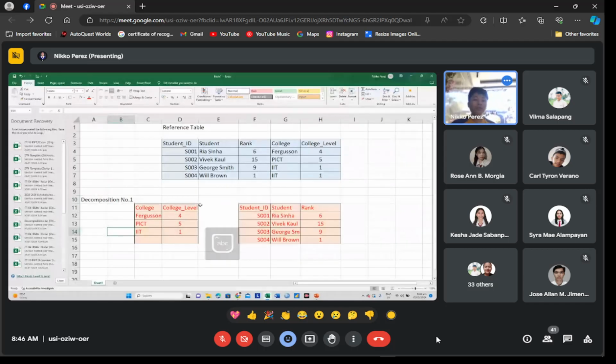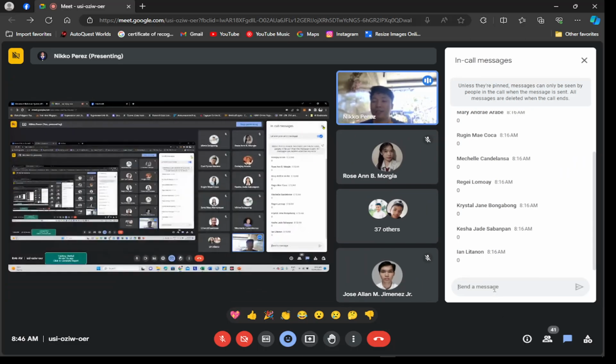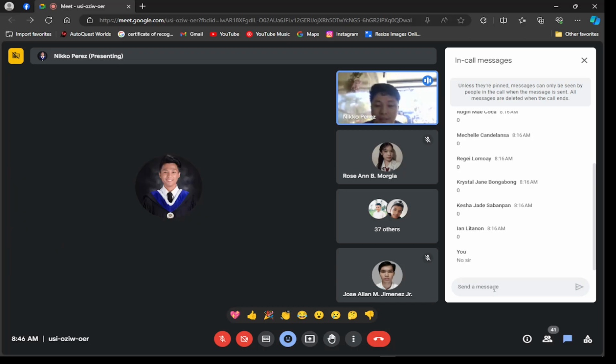Is decomposition number 1 the correct application, or the correct decomposition, yes or no? What do you think? Let me see on the chat who says yes and who says no. You put it in the chat. Kung maulaw man galing mo. Sige, you type now.